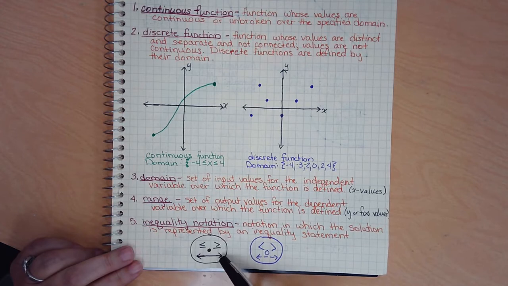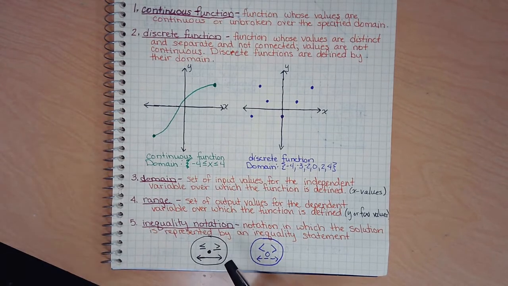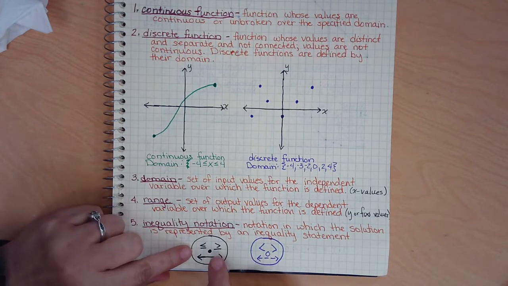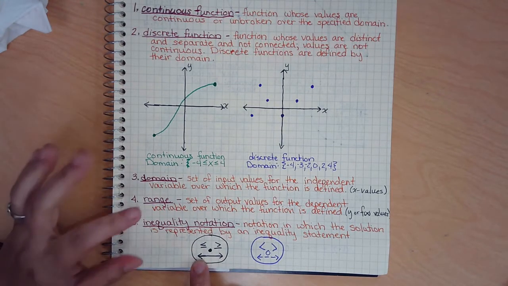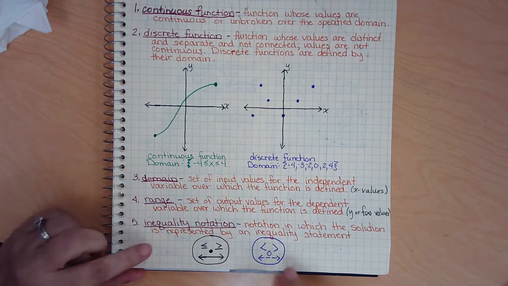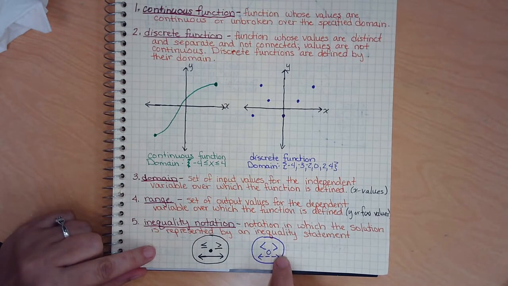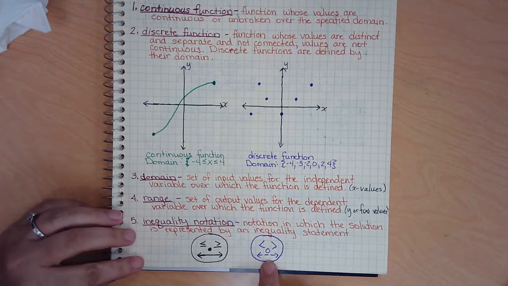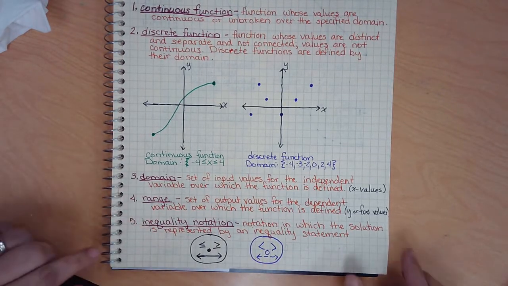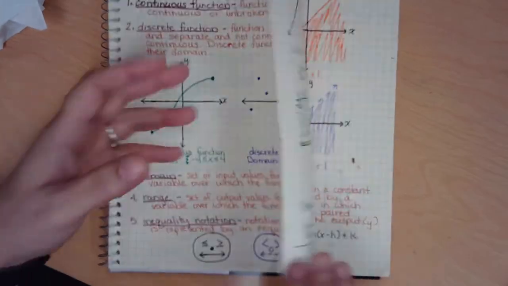Here's a couple ways to help you remember what goes together. If it is less than or equal to or greater than or equal to, you should see a solid dot. And now that we're working on lines, you'll see a solid line. If it's less than or greater than, you'll see an open hole. And now that we're working with lines, you'll see a dotted line. So we have our two faces to help us remember which ones go together.